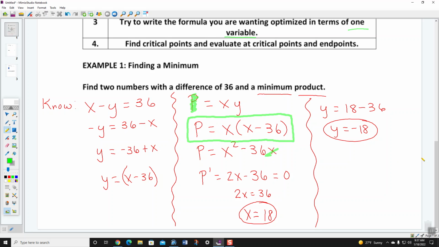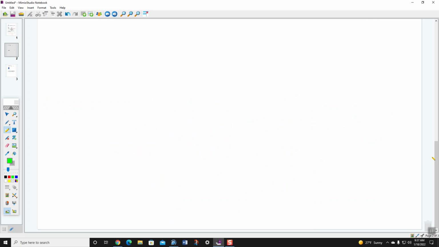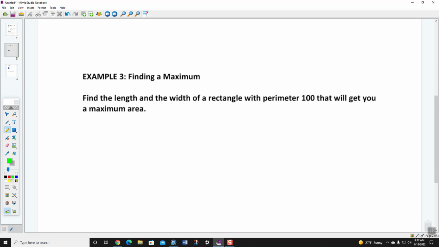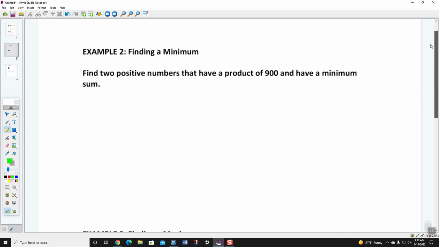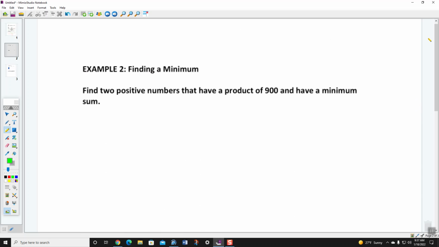Number 2. That's where we're at, next page, right? Yep. You guys are going to talk me through this next one. All right. I think you can do it. Okay, this time we're finding what again? Two positive numbers that have a product of 900. Oh, we're finding a minimum. We're finding a minimum what? Sum. Okay, here's how I think you should set these up first.